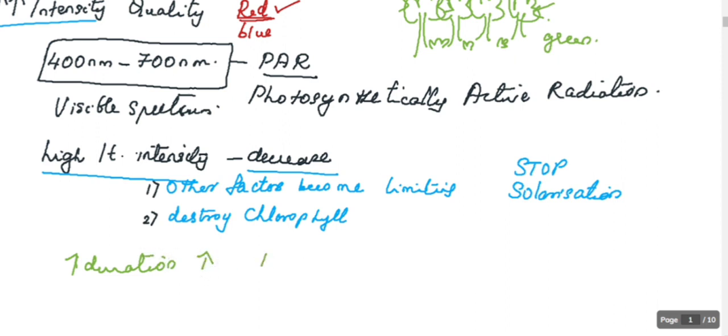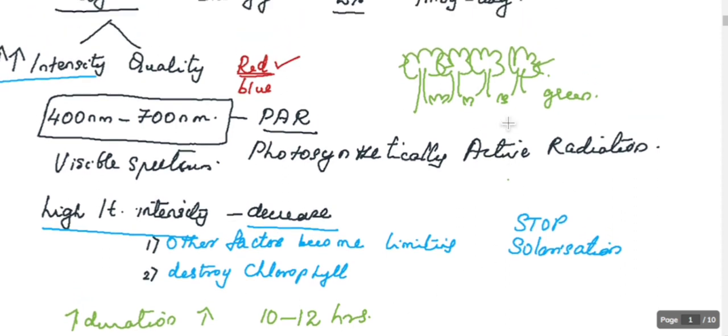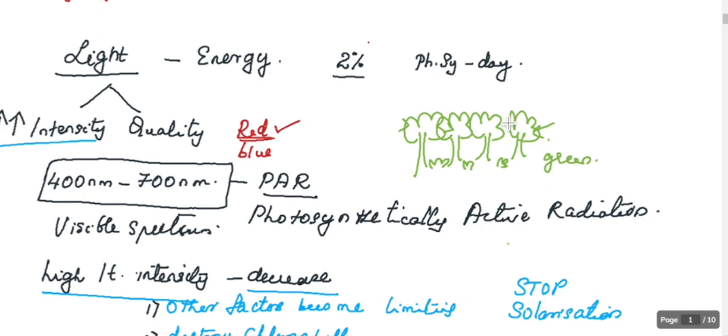For example, if a plant is getting exposed to 10 to 12 hours of light per day, the plants can carry out photosynthesis very efficiently. Okay, so to sum up, light is the first factor we are discussing.